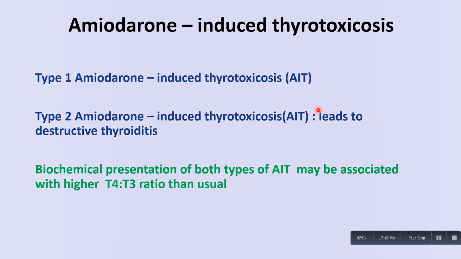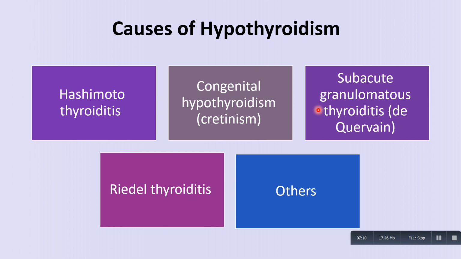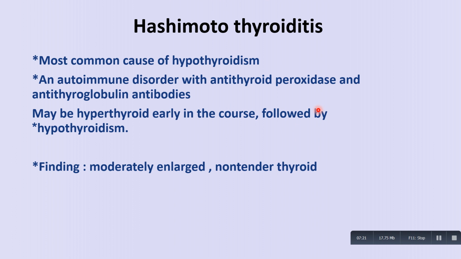Causes of hypothyroidism: Hashimoto thyroiditis, congenital hypothyroidism, De Quervain's, Riedel thyroiditis. Let's start with Hashimoto thyroiditis. It is the most common cause of hypothyroidism and it is an autoimmune disorder.